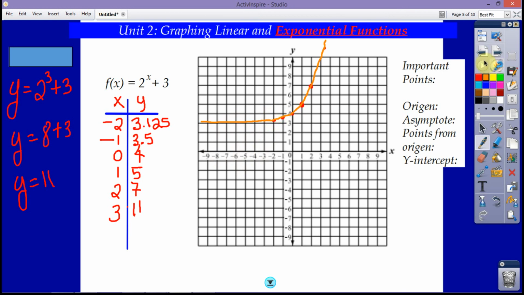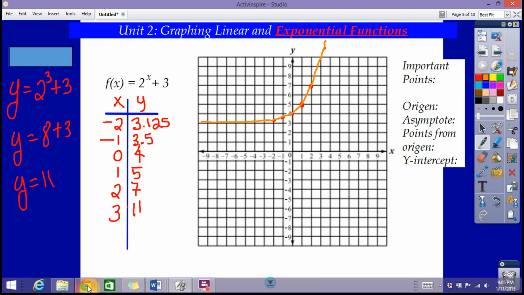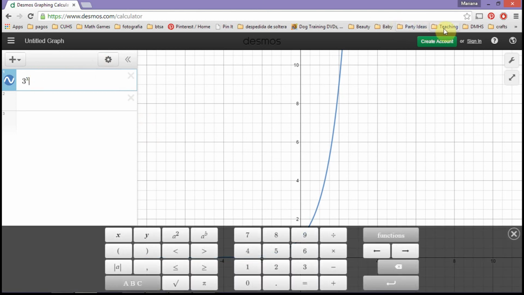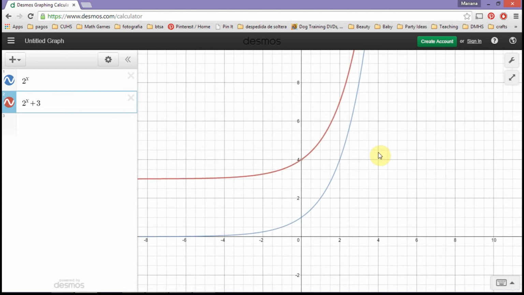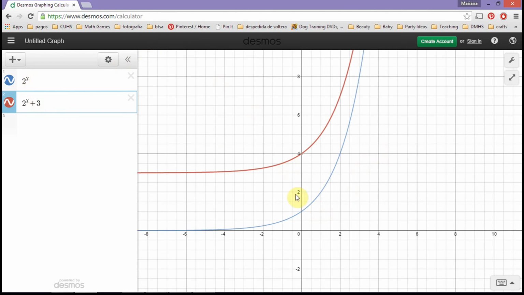So the previous graph, let's show them together on the other one. So let's erase this one, and over here was 2^x. And the cool thing about this app is that you can put together both graphs. So over here, this is the blue one, it's 2 to the x power plus 3. So if you notice, the blue one is the first one that we did, the 2 to the x power. And the second one is 2^x plus 3. So basically what we did, we took this graph and we moved it 3 places up.